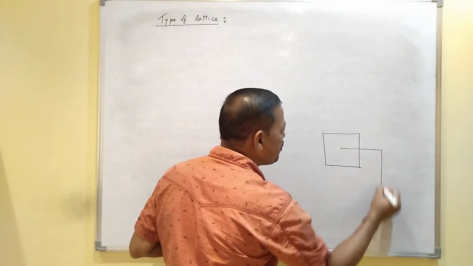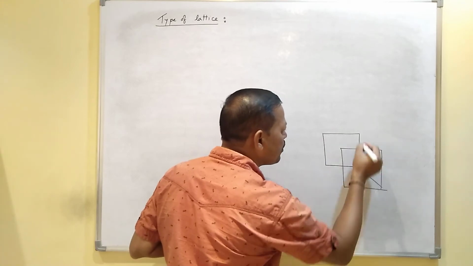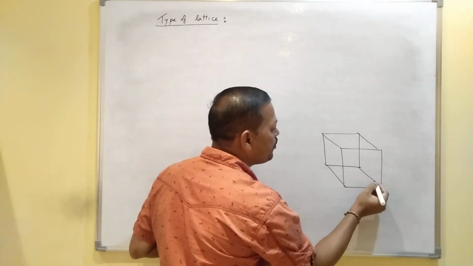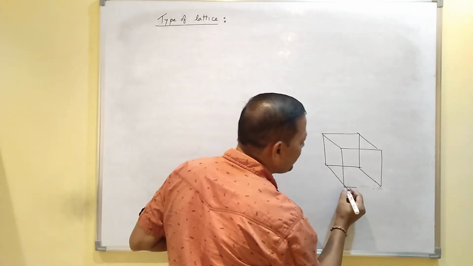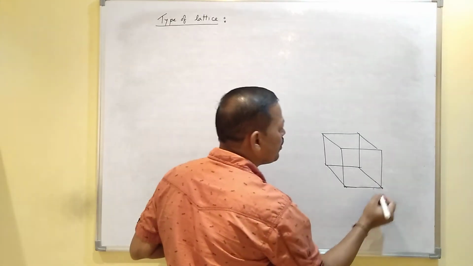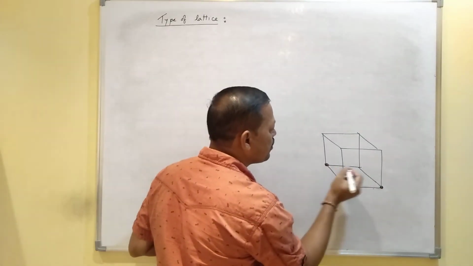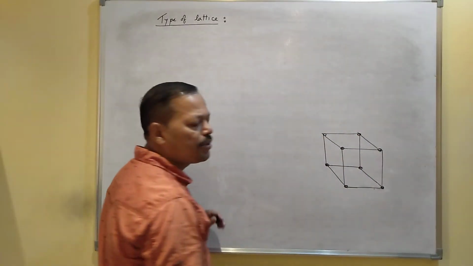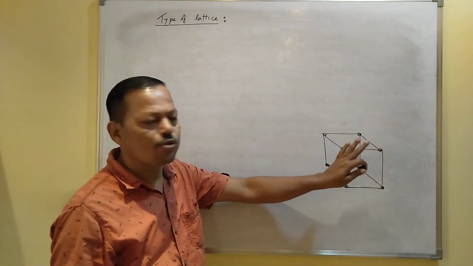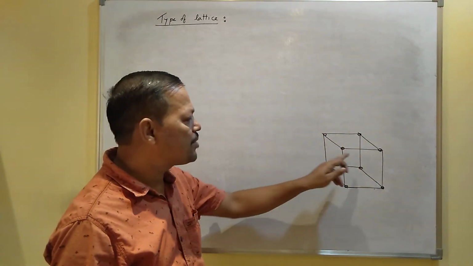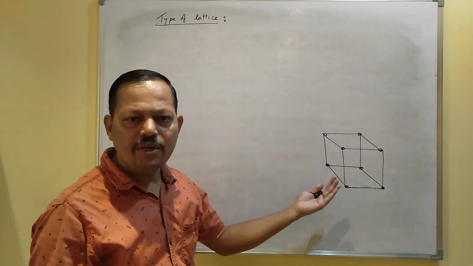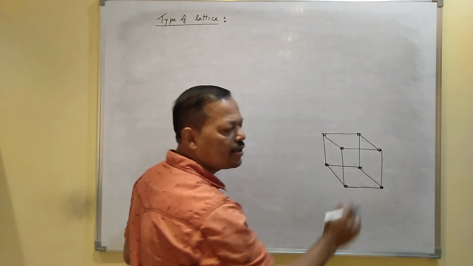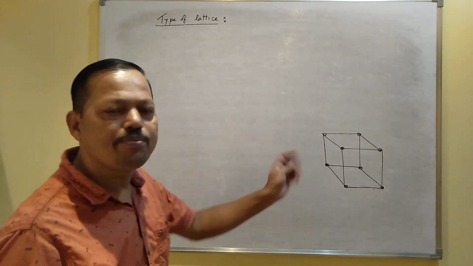Suppose this is one of the unit cells. In this unit cell, there are 8 corners. If the particles are present only at the corners, then it is said to be a primitive unit cell. Based on the position where the particles are present, you can classify the unit cell into 2 types: primitive and non-primitive. If the particles are present only at the corners, then the unit cell is said to be the primitive unit cell or simple unit cell.